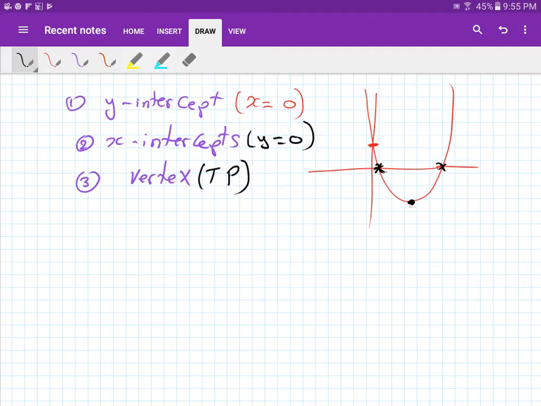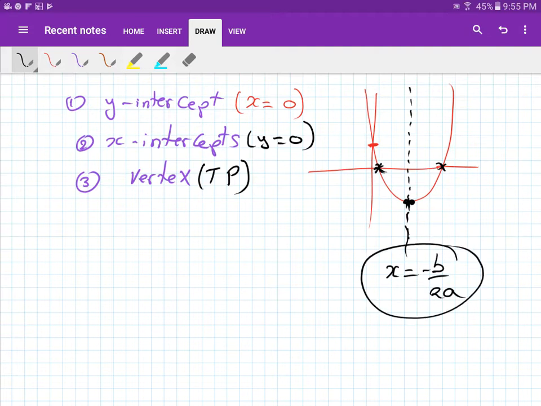Now before we find the vertex, we need to find the line of symmetry first. This is called the line of symmetry. Line of symmetry is x equals negative b over 2a. Or if you have two x-intercepts, you can just find the average of the two x values: add them up and divide by 2, which also gives you the axis of symmetry. Or just use this rule.